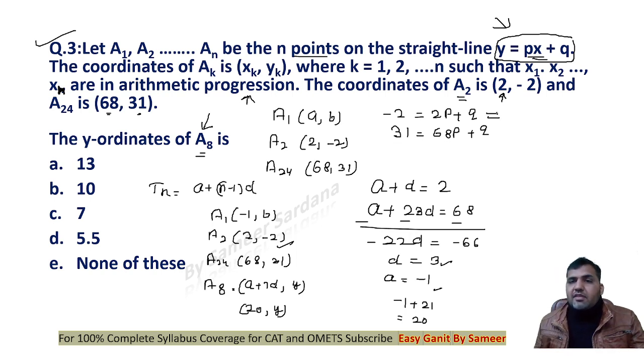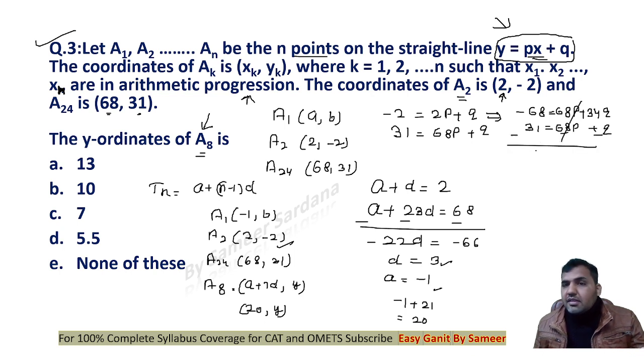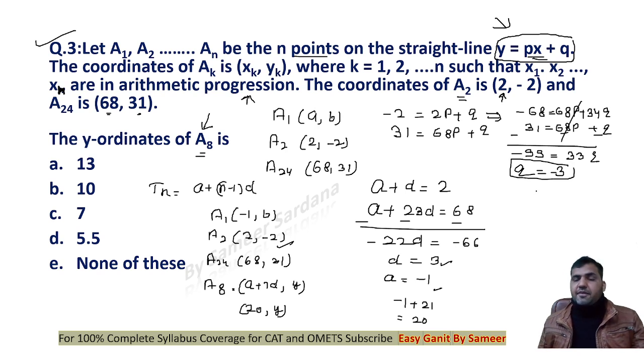So multiply the first equation by 34, and you'll get minus 68 is equal to 68p plus 34q. The other is 31 equals 68p plus q. Take a subtraction, and p gets cancelled. This gives minus 99 is equal to 33q. q is minus 3, guys. So if q is minus 3, minus 2 is equal to 2p minus 3.